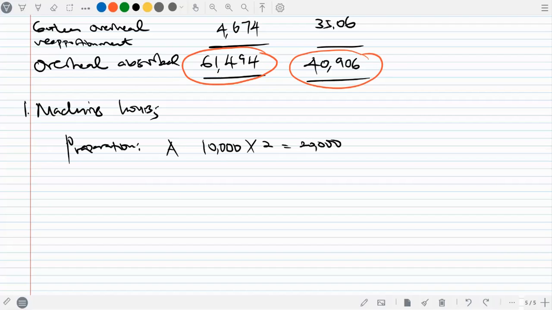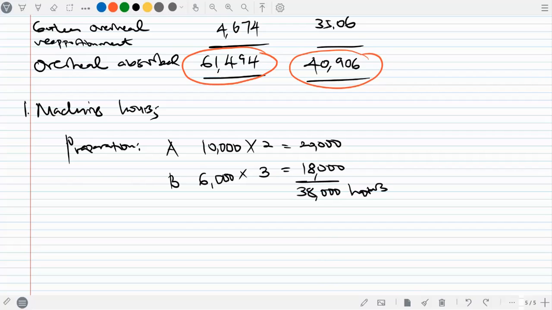Then for product B, the total number of units was 6,000, and for each unit, the number of machine hours spent per unit to make was 3. To give us 18,000. Is it? Yes, 18,000. Therefore, the total machine hours we have for the preparation department is equal to 38,000. 38,000 machine hours.